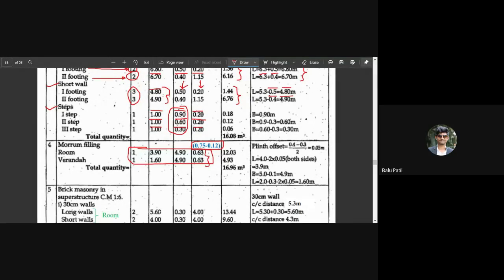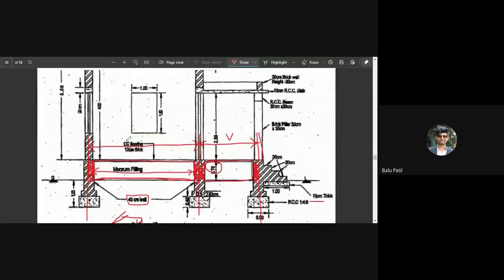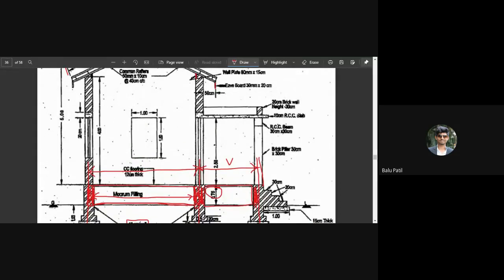Sir, how did you take the length and breadth? Which length? Room, veranda. Muram filling.